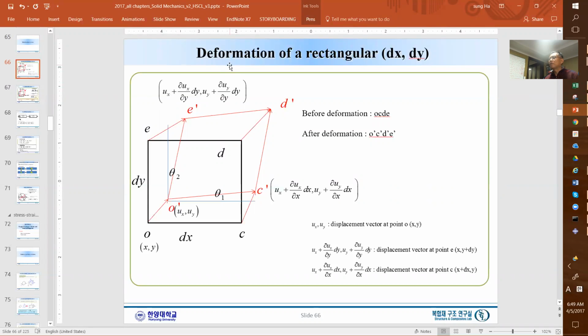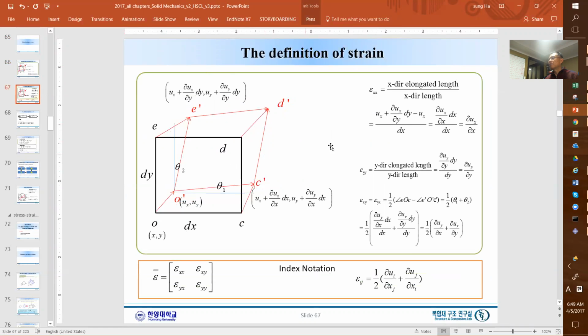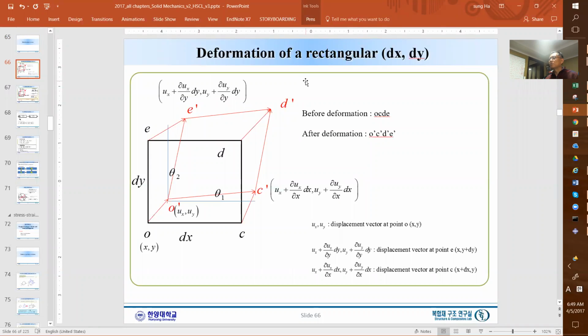Last week we briefly introduced what kind of strain components we can have in the two-dimensional case. Simply, we have three components: extension in the x direction, extension in the y direction, and angle change. But today we would like to use mathematical expressions for the normal strain, which indicates extension, and the shear strain, which indicates angle change.